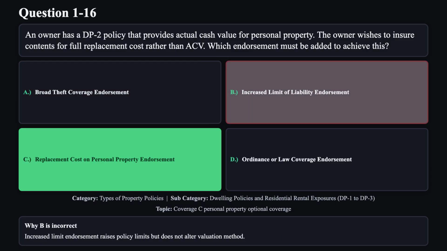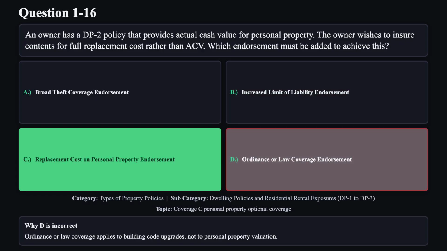Reason B is not correct. Increased limit endorsement raises policy limits but does not alter valuation method. Reason D is not correct. Ordinance or law coverage applies to building code upgrades, not to personal property valuation.